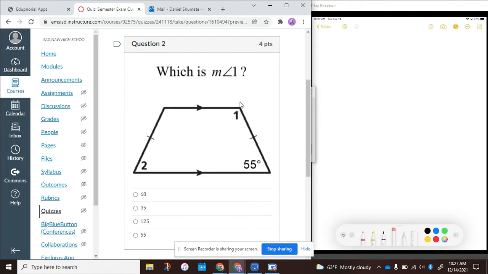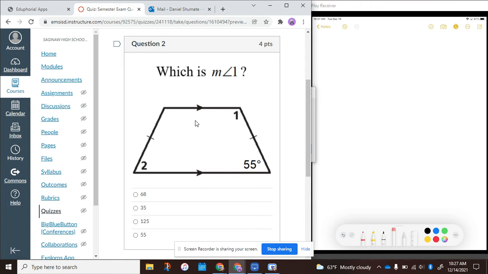Question number 2 is asking which of the following gives you the measure of angle 1. What we have right here is a trapezoid. We can tell it's a trapezoid, not any other kind of quadrilateral, because these two sides, the one on the top and the one on the bottom, are parallel to each other, but these two sides are not. It's not a parallelogram, because a parallelogram has both sets of sides parallel, but a trapezoid only has the one set of sides.